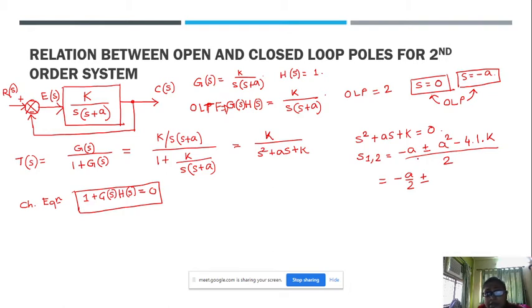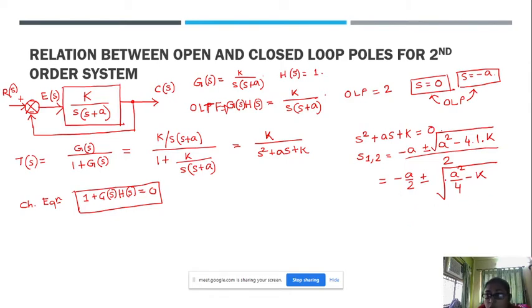minus b plus minus root over b square minus 4ac by 2a. So this is the Sridhar Acharya formula. Then we can write it as A square by 4 minus K under root. I can write it this way.